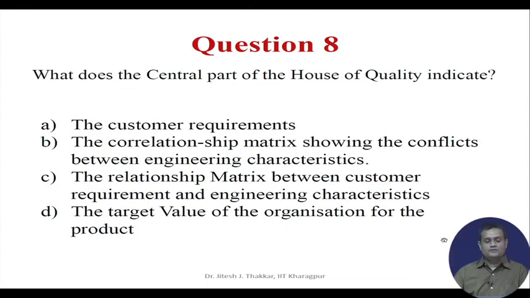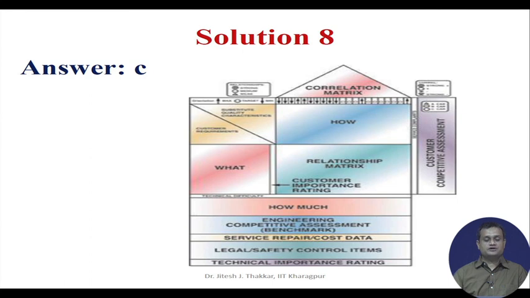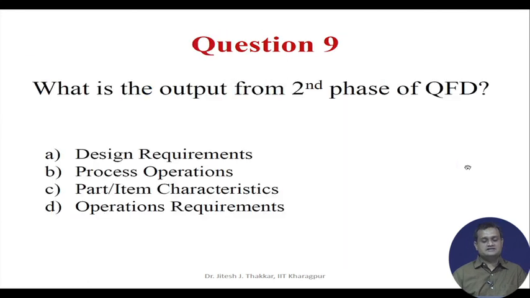Question 8. What does the central part of the house of quality indicate? The customer requirement; the correlation matrix showing the conflicts between engineering requirements; the relationship matrix between customer requirement and engineering characteristic; or the target value of the organization for the product. So, you can very well see in the figure that the correct answer is C.